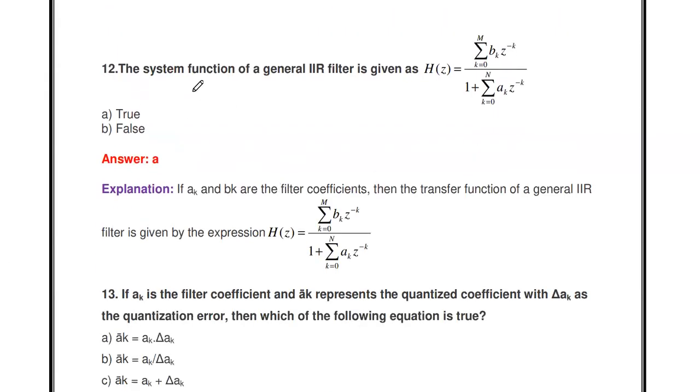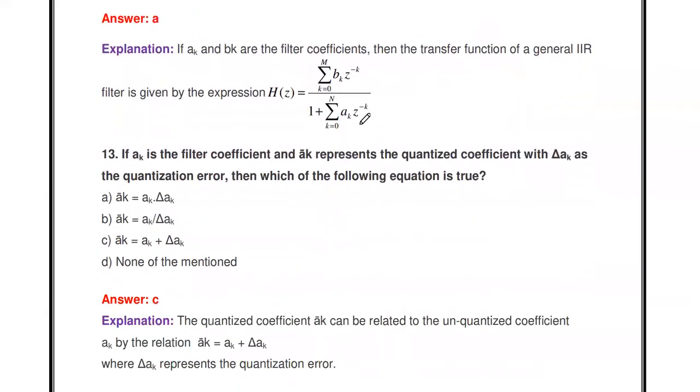Then the next question, the system function of a general IIR filter is given as H of z equal to summation k equal to 0 to M b_k z power minus k divided by 1 plus summation k equal to 0 to N a_k z power minus k. Okay, yes, this is the system function or transfer function of an IIR filter. Okay, so the statement is correct.